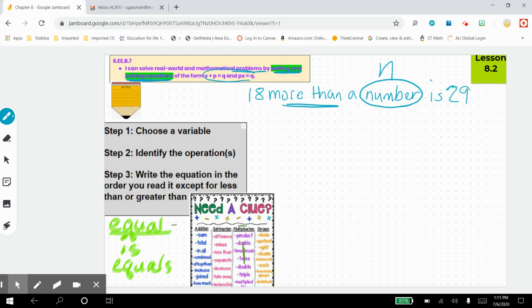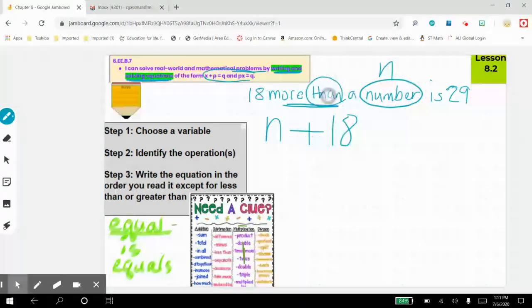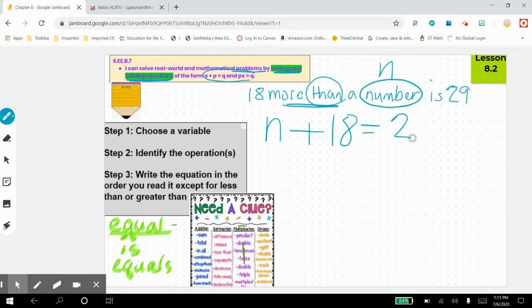Now, something special about more than, the reason I chose this example today, is when you have the word than, like more than or less than, you have to switch the order. Normally you don't, you just write the numbers in the order that you see them, but when you have that word than, you have to switch them. So I know I'm going to add, and more than a number, so n is going to go first, then 18 because of the word than. Just remember, only when you have the word than, you switch the order that you see it. Is equals, and then 29.